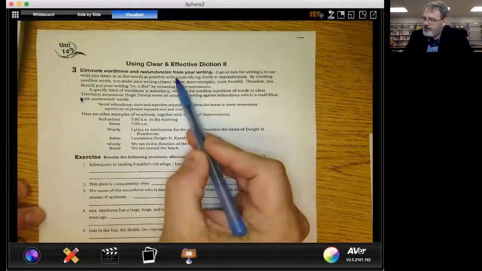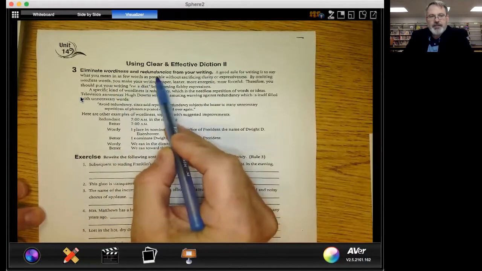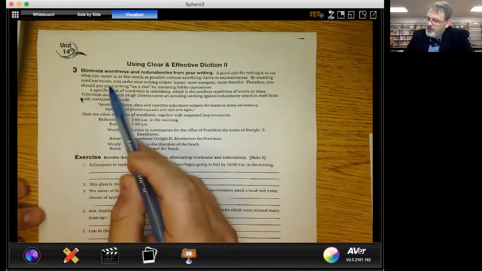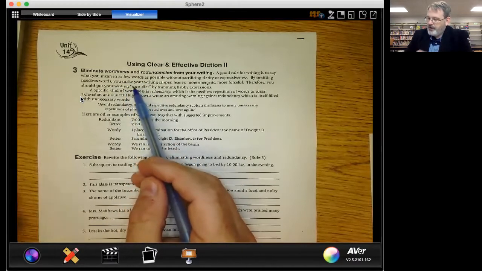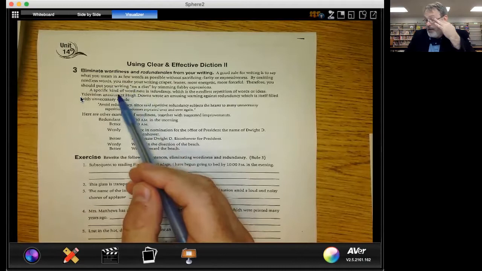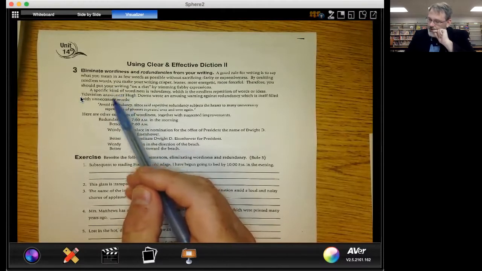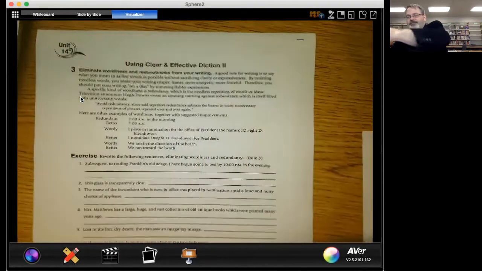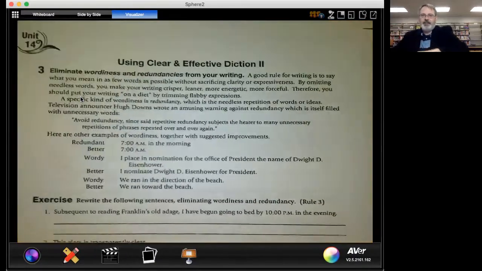Eliminate wordiness and redundancies from your writing. Wordiness meaning too many words, redundancy meaning the same word too many times. A good rule for writing is to say what you mean in as few words as possible without sacrificing clarity or expressiveness. By omitting needless words, you make your writing crisper, leaner, more energetic, more forceful. Therefore, you should put your writing on a diet by trimming flabby expressions. That's a metaphor, isn't it?